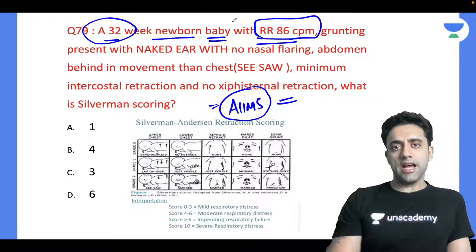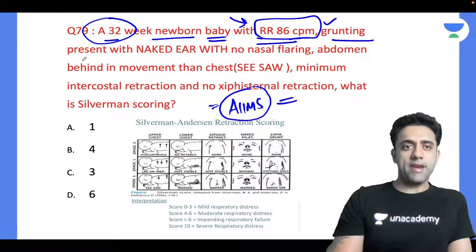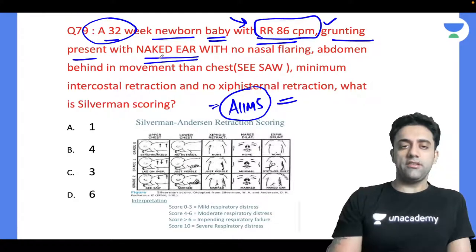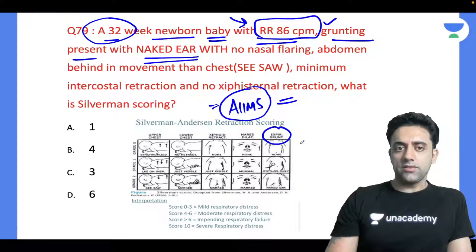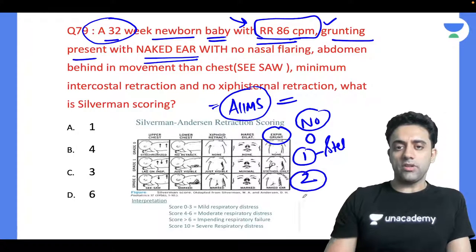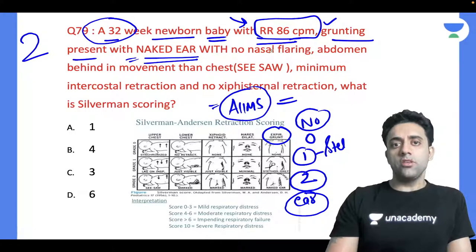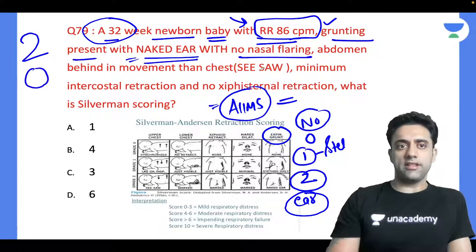So the question says RR 86. Okay, fine, but I'm not going to count that. Grunting present with naked ear. So we have 0, 1, and 2. 0 means no grunting. 1 means grunt is audible by stethoscope. And 2 is grunting by naked ear. So here the grunting is by naked ear, so I am giving 2 points. No nasal flaring, of course, that is 0.